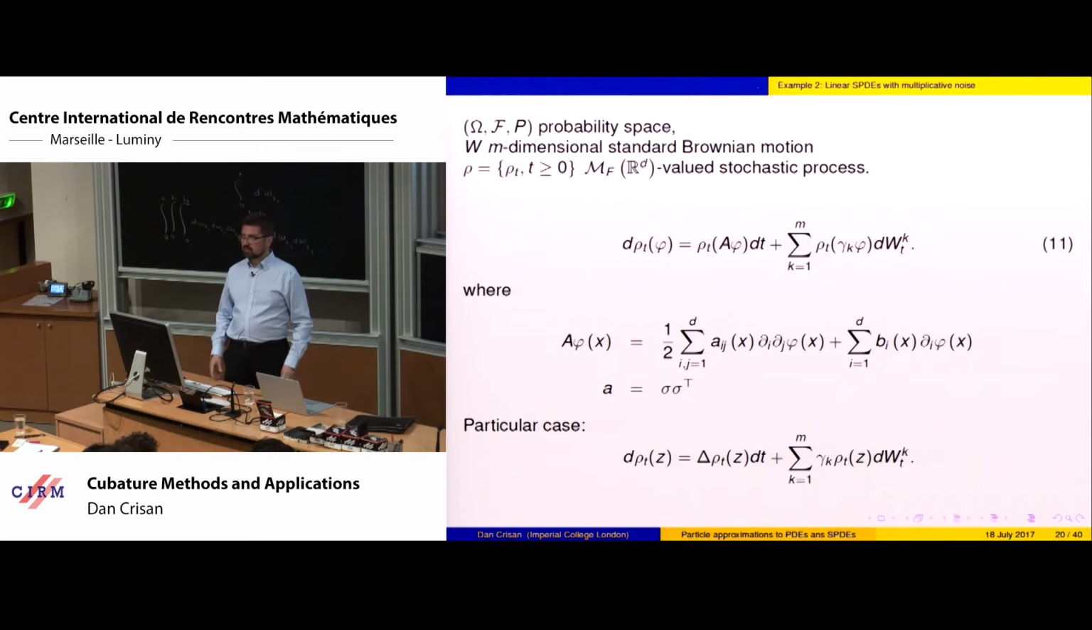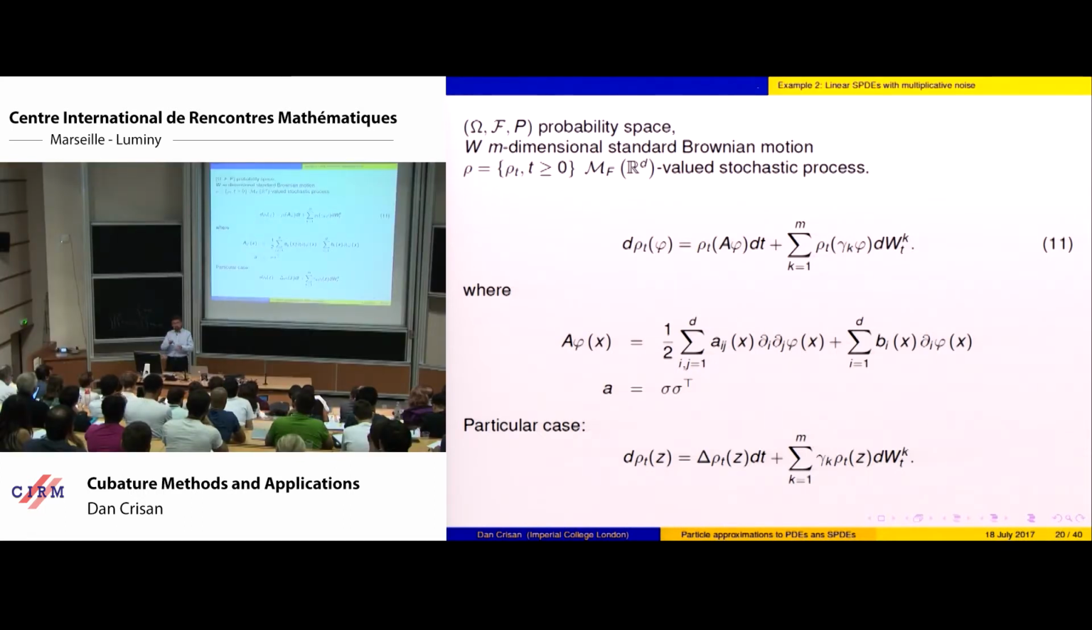Okay, another example. I'm going to look at what happens in filtering. I've been working in filtering for a number of years, and there is this methodology that produces an approximation of the solution of the filtering problem in terms of the occupational measure of a set of particles. You have particles that move through space, and they produce an approximation of the filtering problem.